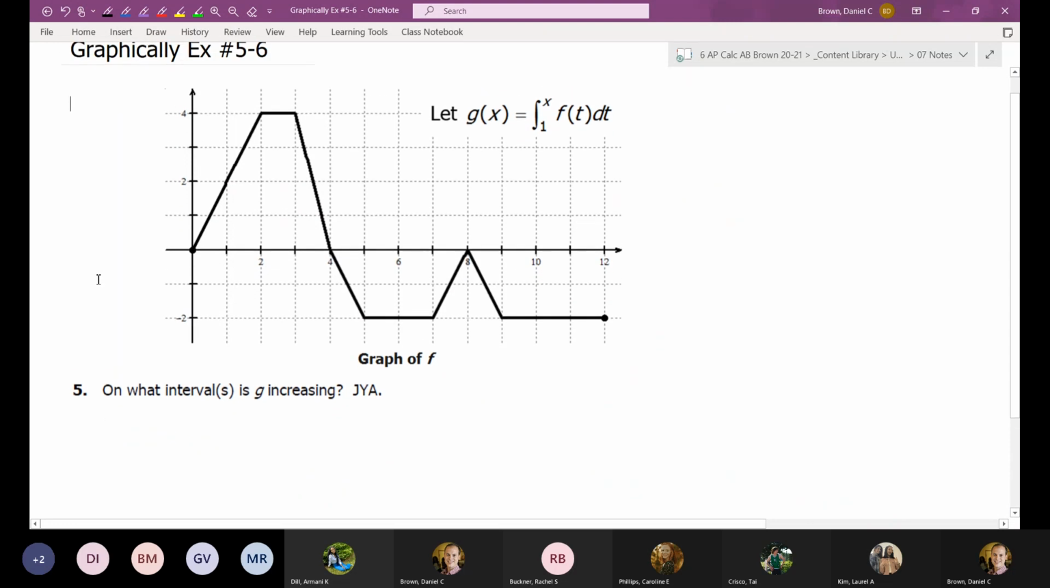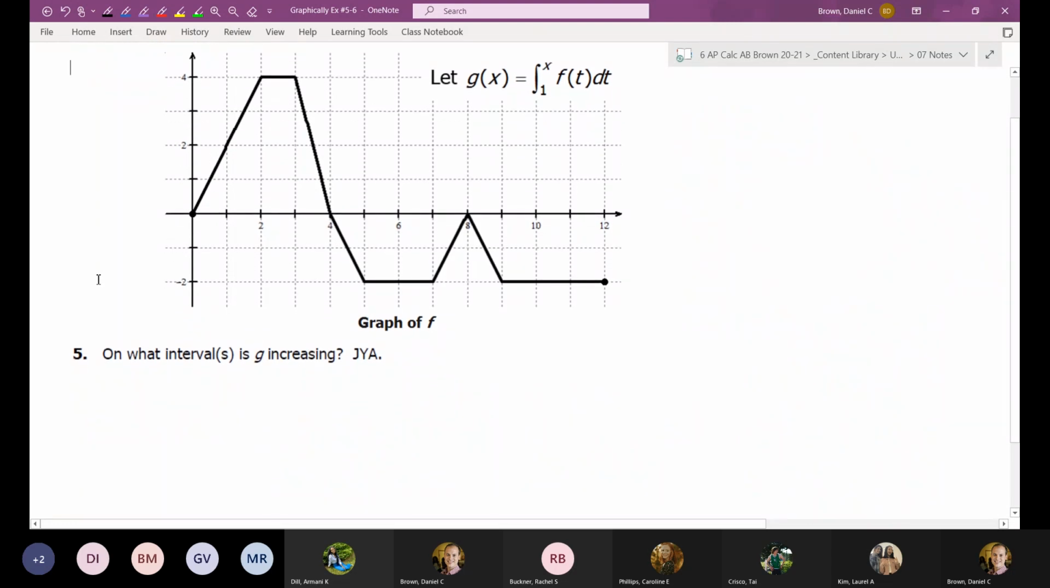Examples 5 and 6. Same graph, just more questions. Number 5, on what intervals is g increasing, and then justify your answer. So let's talk about this one. This one harkens back to some stuff that we did back in Unit 3, where we had to look at the graph and justify when a function was increasing or decreasing, or when it was concave up or concave down. We were looking at the graph of the derivative or something like that.